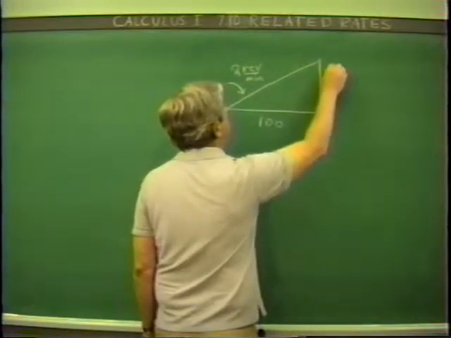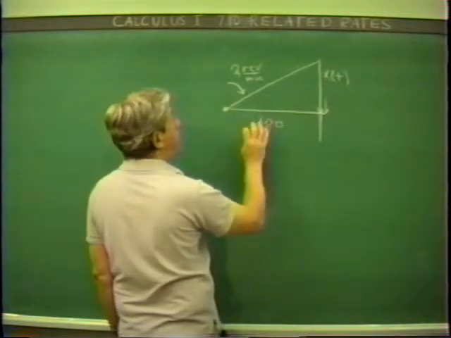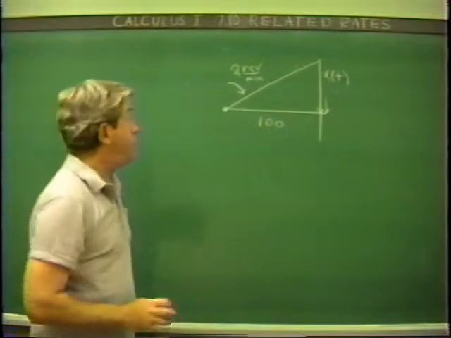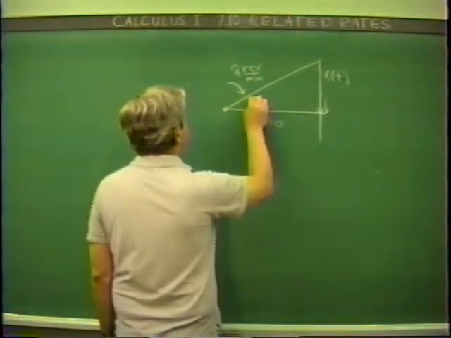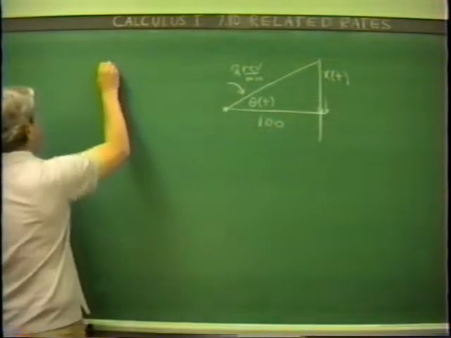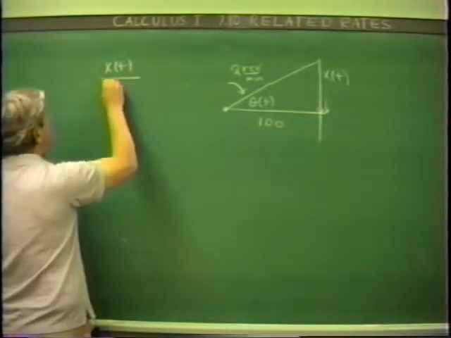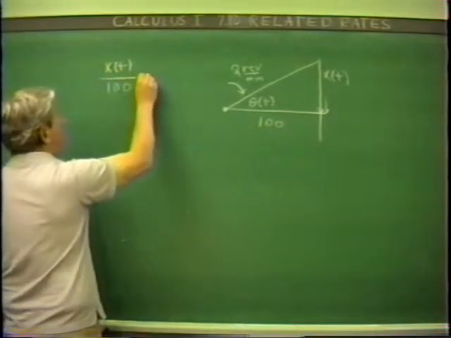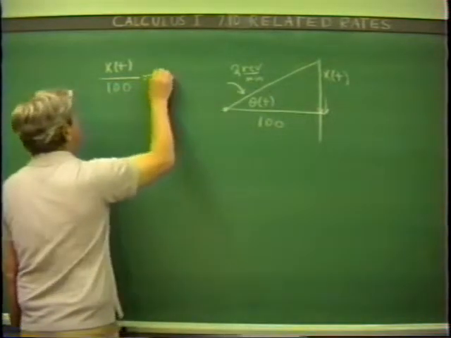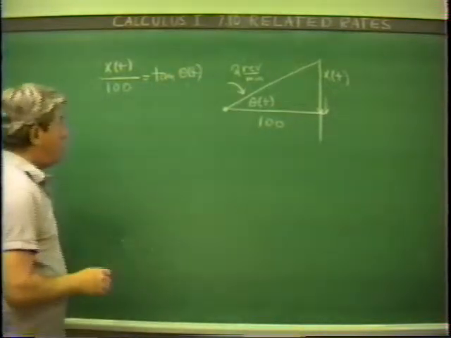Well, if this distance here is x at any time t, this is always a fixed 100. So the 100 here is good at any time t. And if this is theta, a function of t, then x of t over 100 would be the tangent of theta of t.